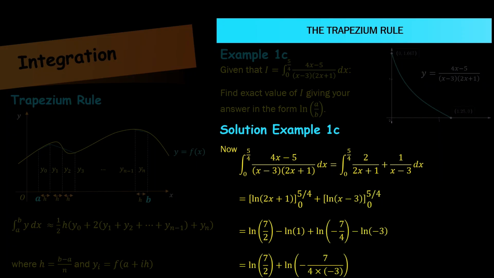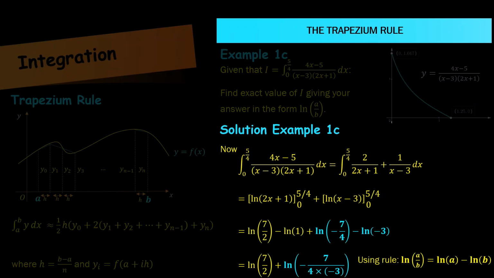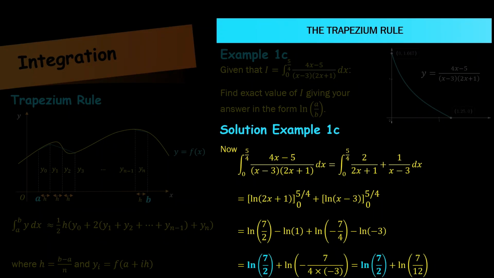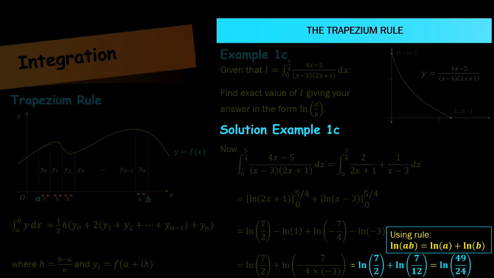And this equals ln of 7 over 2 plus ln of minus 7 over 4 times minus 3. And this equals ln of 7 over 2 plus ln of 7 over 12, which equals ln of 49 over 24.